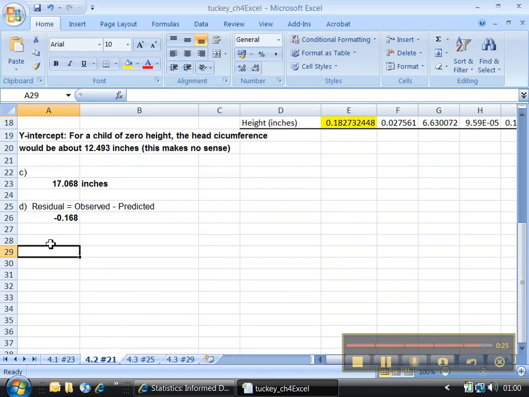For parts F and G, you should write some answers in. But those are both thinking questions, so I'll leave those to you to ponder.